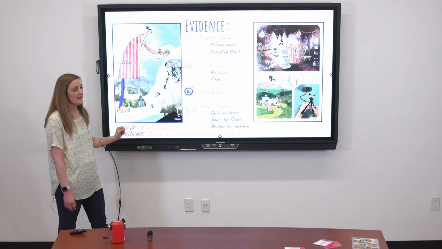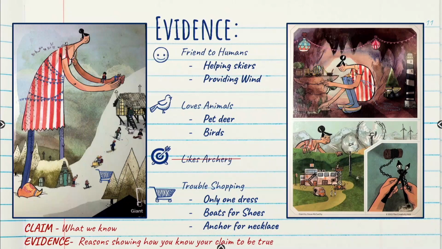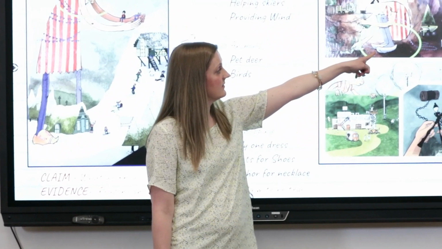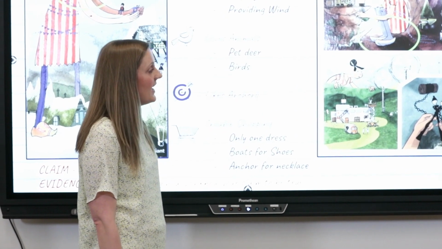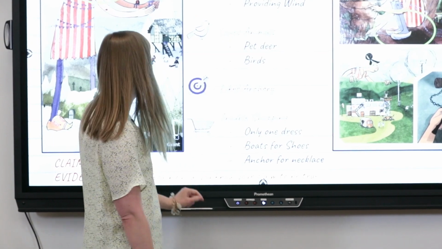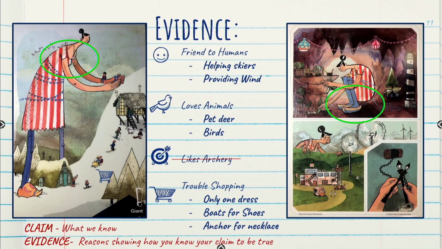The next claim I made is that she has trouble shopping. Now, I really paid attention to the details here. I noticed that in all the pictures, she only has one dress. And she also has boats for shoes. Take a look at that. That's really creative on her part to take a boat and use those as shoes to walk around. Now, she does have another pair over here, so we know she has at least 2 pairs of shoes, but only one dress in every single picture.